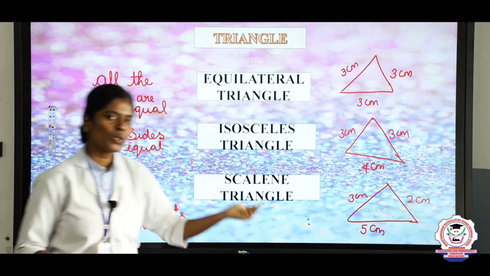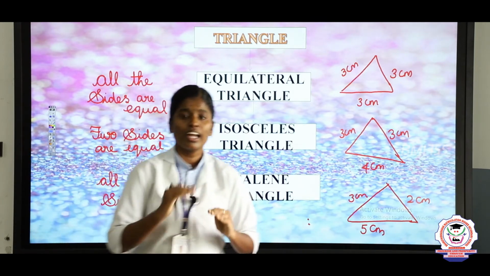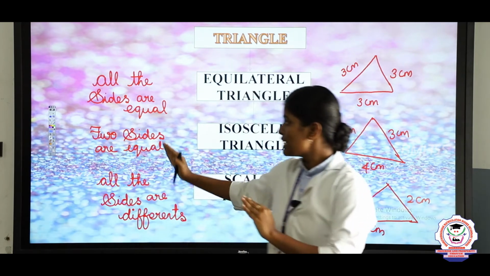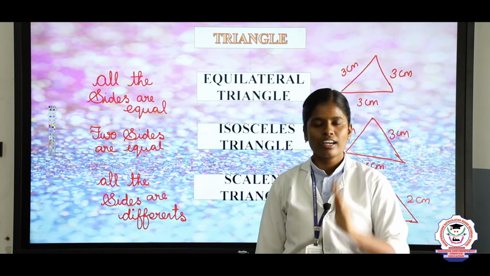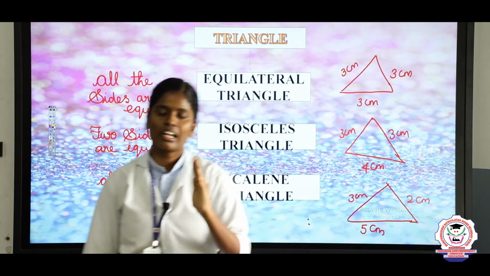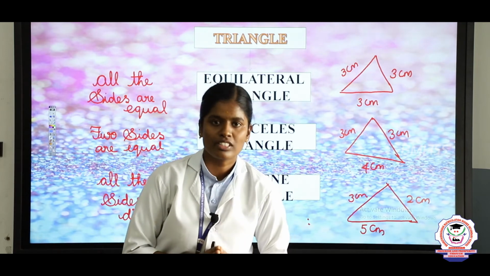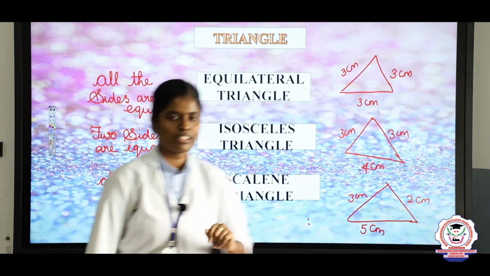So what does it mean by equilateral triangle? All the sides are equal. And the next topic is isosceles triangle. Isosceles triangle means only two sides are equal. And the final one is scalene triangle. Scalene triangle means all the sides are different.